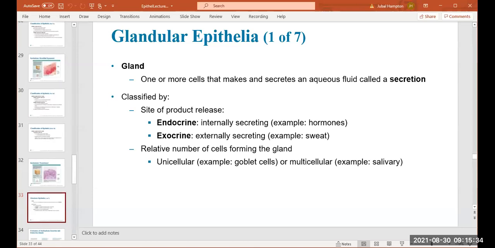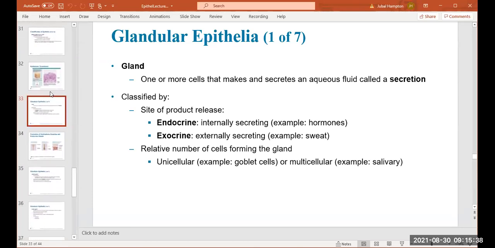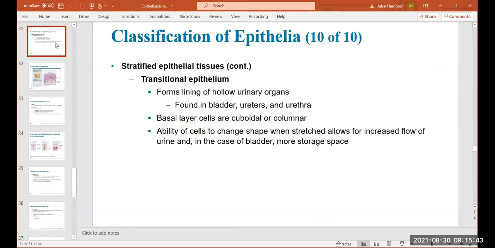Looking for now is transitional epithelium. Let's see. Ah, here we go. I skipped over it. Okay.